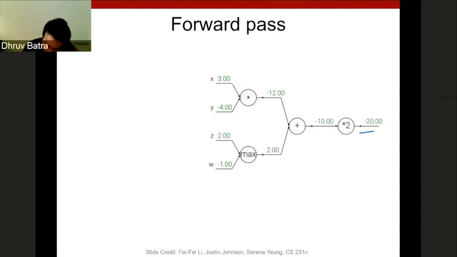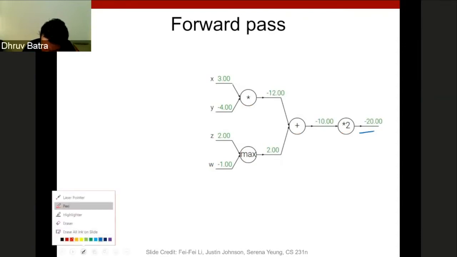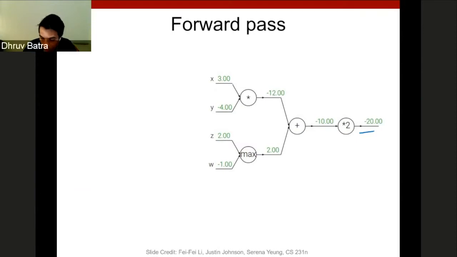So the forward pass is pretty trivial. This is something that you probably will not stumble on or be confused by. You just set in the values of x and y: 3 and -4, you get -12 here. 2 and -1, the max operator returns 2 because 2 is larger. These two get added to get -10, and then you multiply this by 2 to get -20. Right? So this is your function f computation in the forward pass.